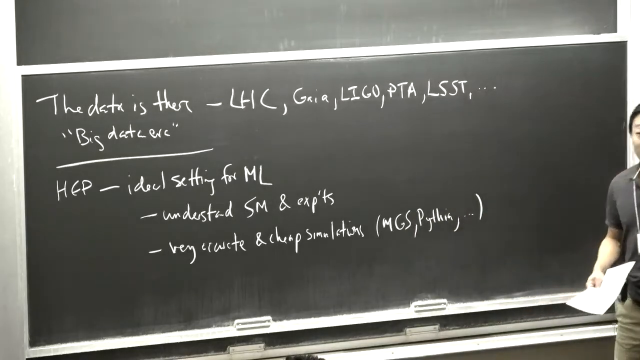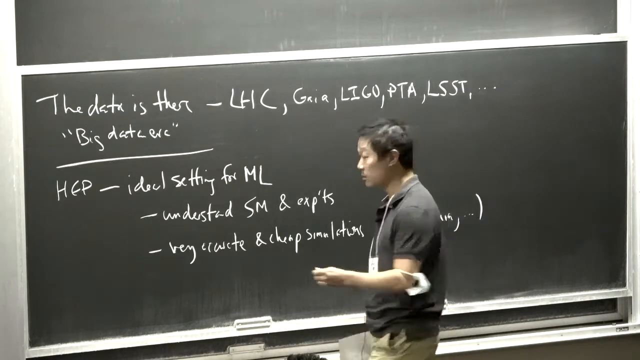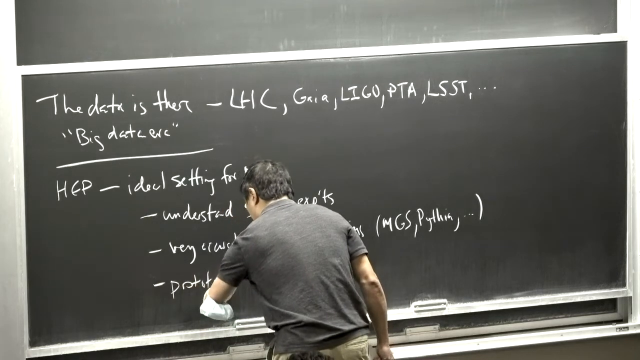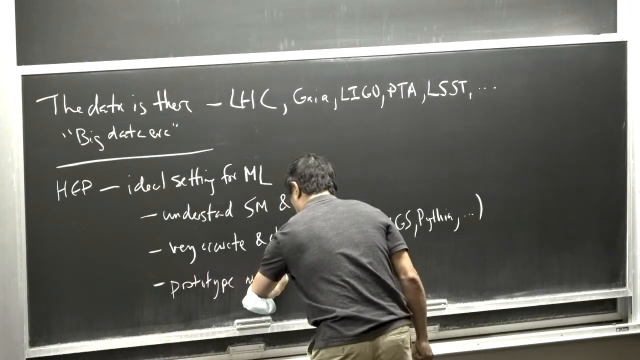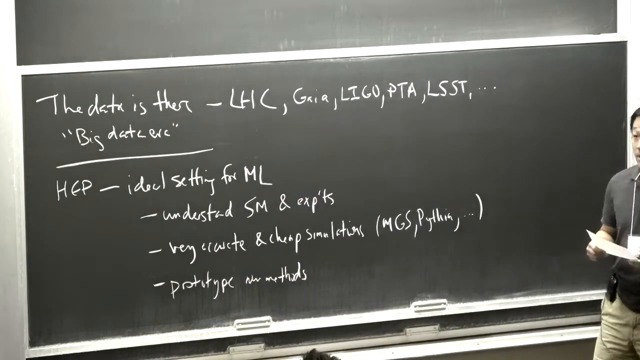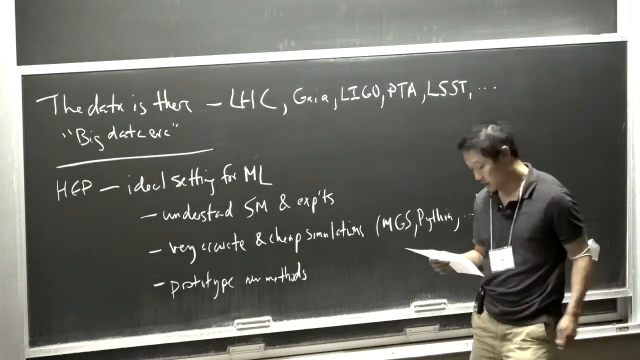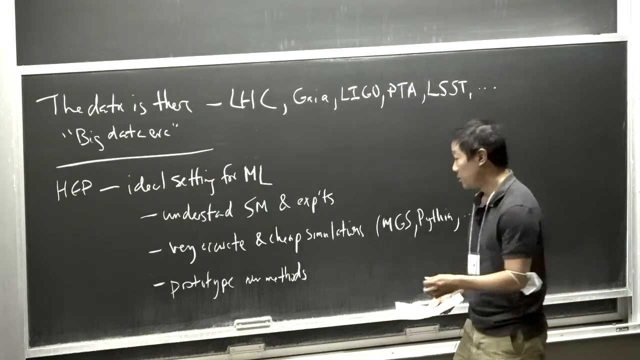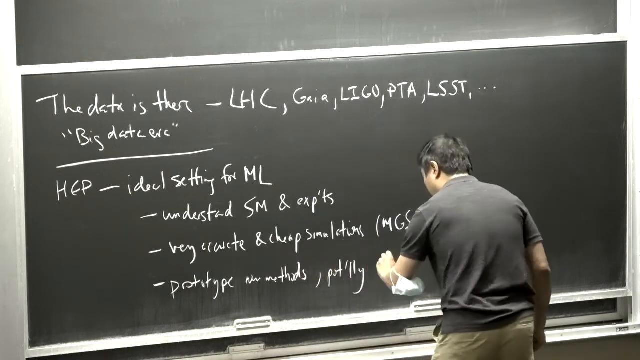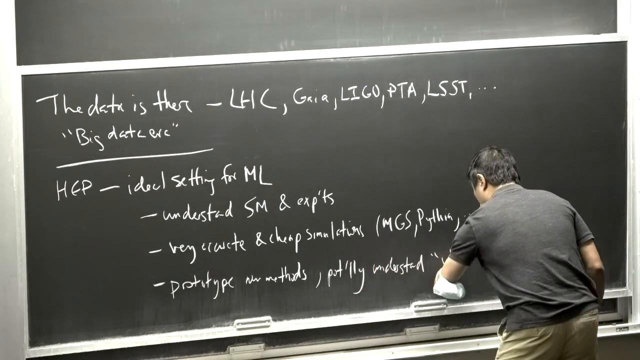And with these accurate and cheap simulations, we can do a lot more, I think, than people can do in other fields. Particularly, we can prototype new methods, again something which you don't have to be an experimentalist to do. So as theorists, we can prototype new methods and do a lot of proof of concept development research. Also, we can potentially understand what the machine learned.